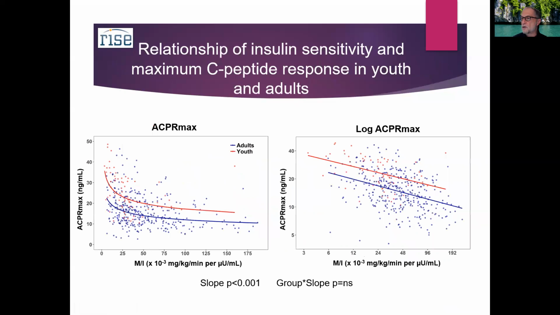However, if we look at this graph showing insulin secretion, this is one of the measures of insulin secretion from RISE, across the entire spectrum of insulin sensitivity, either here in raw data or log transformed, insulin secretion by the youth is higher at any degree of insulin sensitivity. So this is not simply a response to the lower insulin sensitivity in the youth. Even at the same insulin sensitivity, youth are secreting more insulin than in adults.